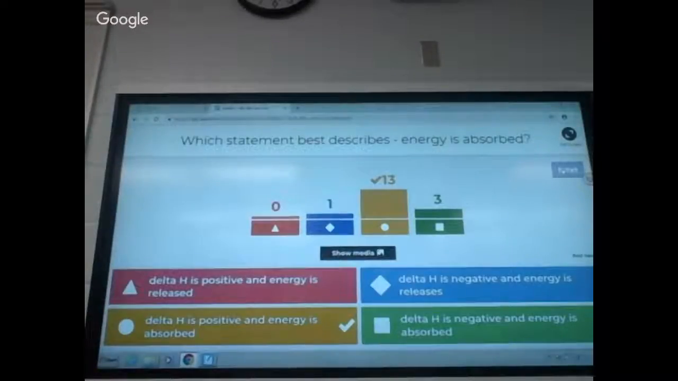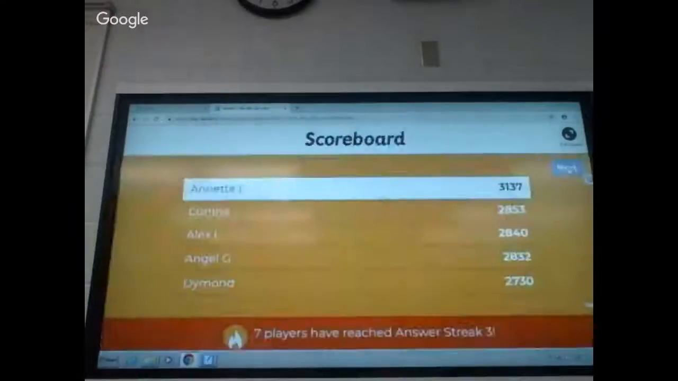Now, notice that the question says absorbed. So which two do you know have to be booted out? The two that say release. So the red and the blue have to go because they both say it's released. The question says it's absorbed. So it has to be either the yellowish or the blue color. Now, you have to remember absorbed means what? Positive. That's just gross memorization, and I know that, but you got to learn it.